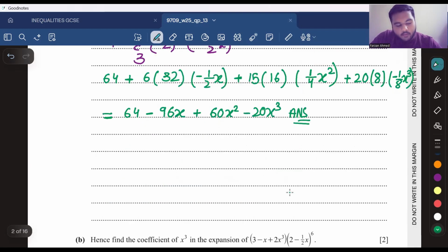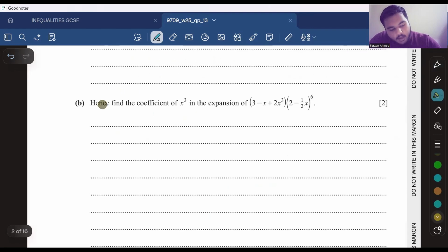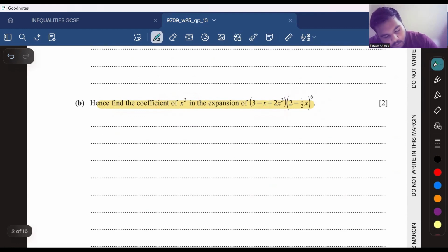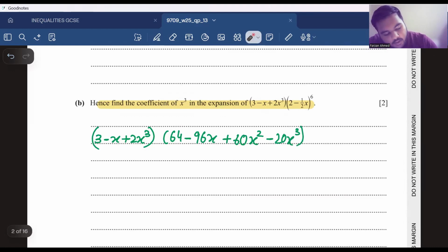Okay, now moving to part B. In part B, they are saying hence find the coefficient of x cube in the expansion of this. So we have to find the coefficient of x cube. We have this in part A. So if we copy, (3 minus x plus 2x cube) times (64 minus 96x plus 60x squared minus 20x cube). Now we have to check in this the coefficient of x cube.